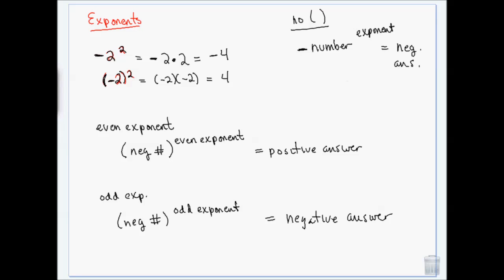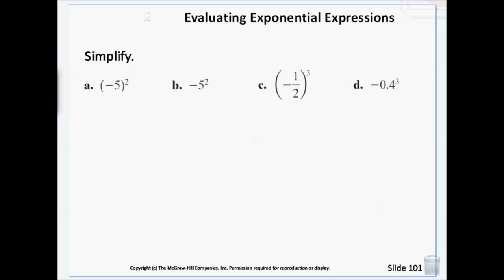If I have this in the parentheses then it'll be positive because I have a negative in a parenthesis to an even exponent, so that'll be positive 25. I have a negative outside the parentheses, so it'll be negative 25.